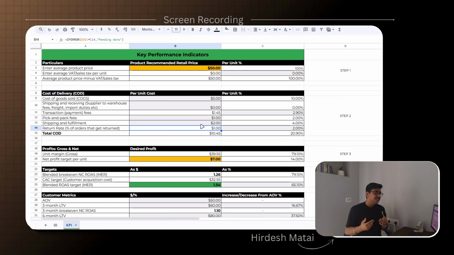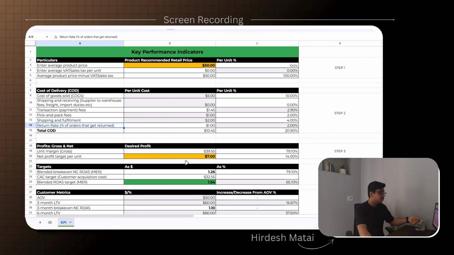Then we calculate your COD, cost of delivery, which is calculated by subtracting all of these: cost of goods sold, shipping and receiving fees, transaction payment, pick and pack, shipping and fulfillment, and return rate from the average product price. And it is shown here at unit margin gross, basically gross margin, not net margin, which is 39.55.